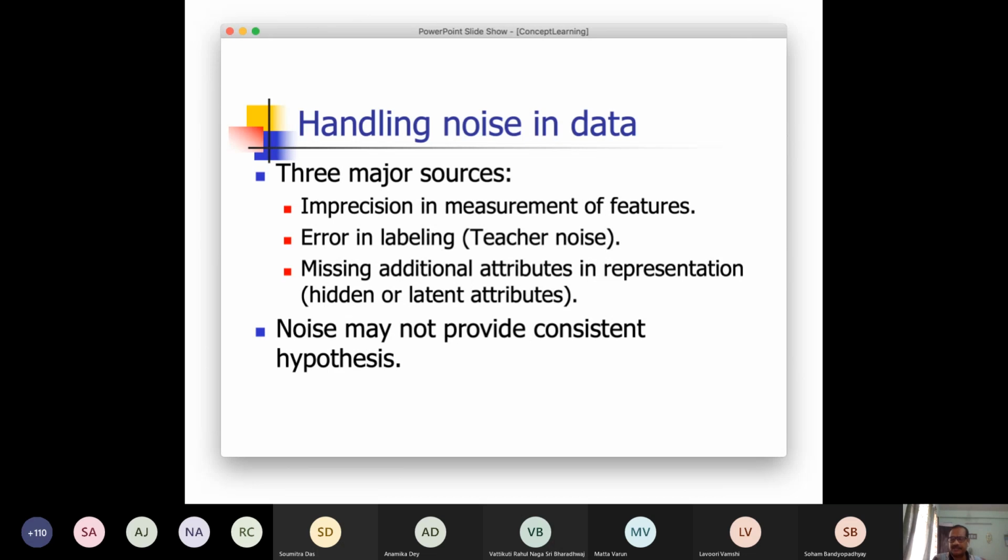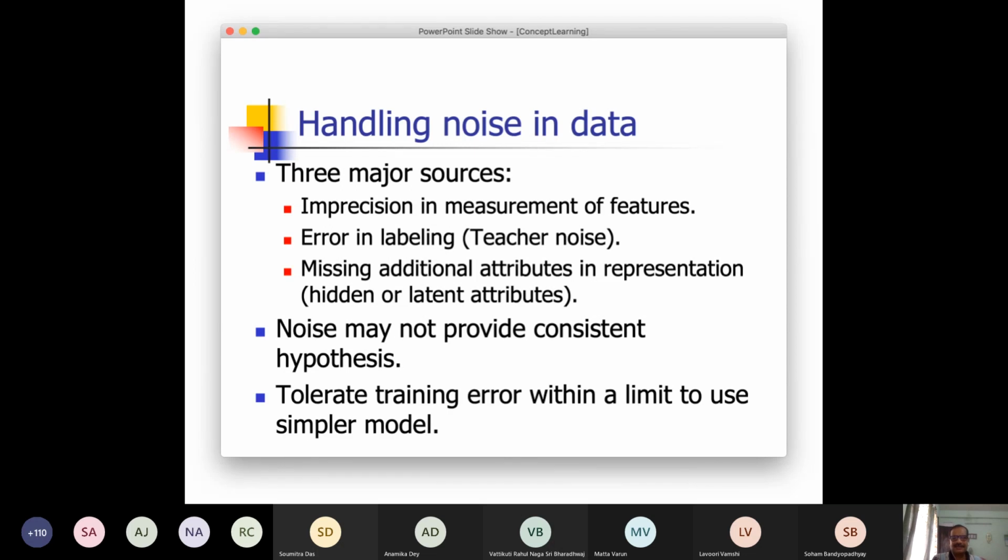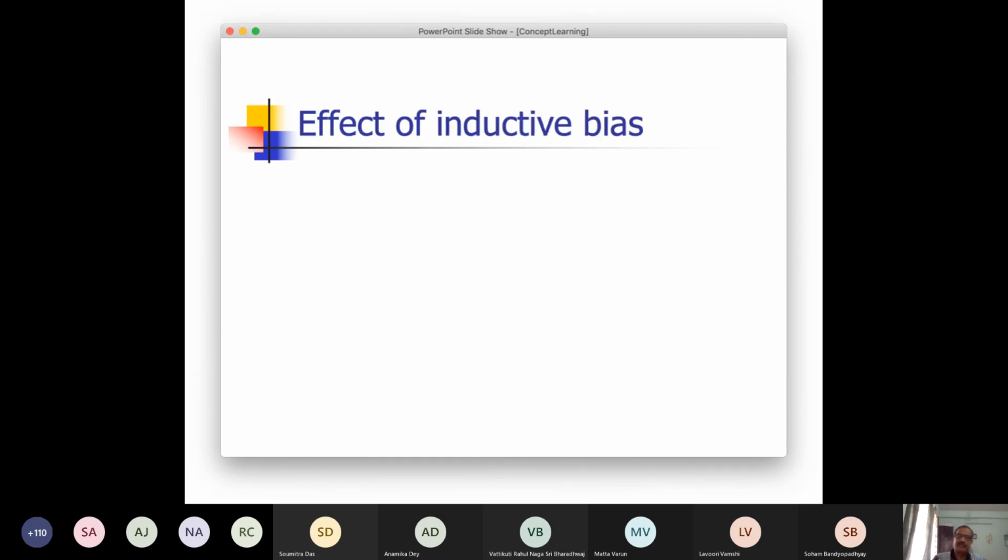And even if you get a consistent hypothesis, because there is an error, it has also an issue with respect to true error. That is why many of the machine learning techniques, in fact all the techniques we'll subsequently be discussing, you have to tolerate a training error within a limit. And also we'd like to see that your model remains simpler. See, this is a trade-off. You may get a consistent hypothesis with your representation, but since there is also error in training samples, though you can make your training error 0 by choosing a consistent hypothesis, your generalization will fail. So you'll get high test error or true error.